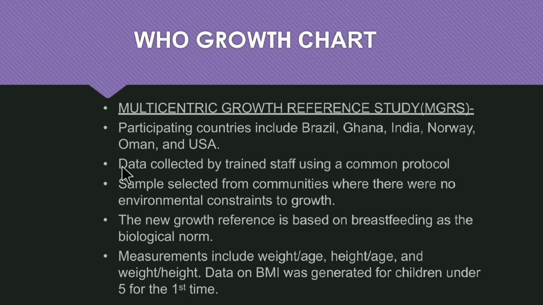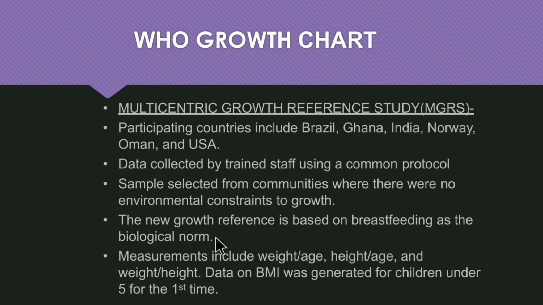Now, the data was collected from all these countries by trained staff, and a common protocol was followed by all of these trained staff. Here the communities were selected in such a way that there were no environmental constraints to the growth of the child. Only those communities were selected where there were no environmental constraints to the growth of the child, and then this chart was designed.